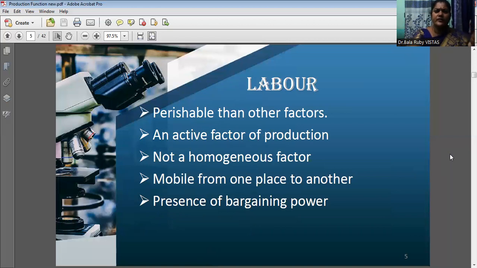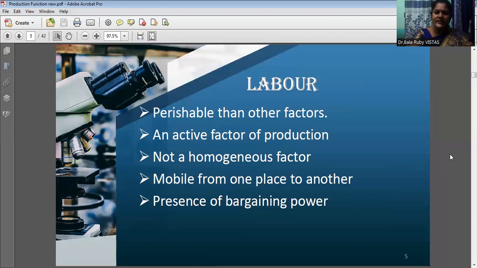Then we are going to discuss the main characteristics of labor. See, labor is a perishable factor when compared to other factors of production. How is it perishable? Because after 12 hours per day, the labor capacity will be totally exhausted. We can work a minimum of 10 hours per day or 12 hours per day. After these 10, 12, or 13 hours, what will happen? Our energy will be exhausted. So it is more perishable than the other factors.